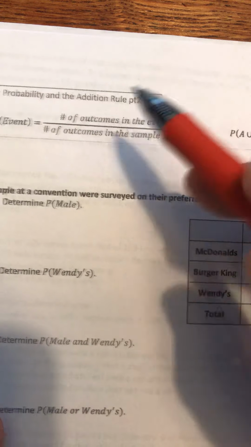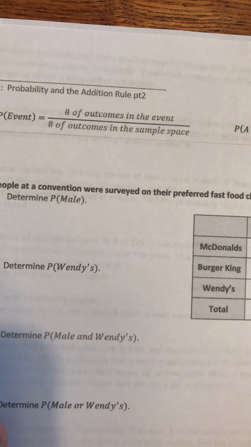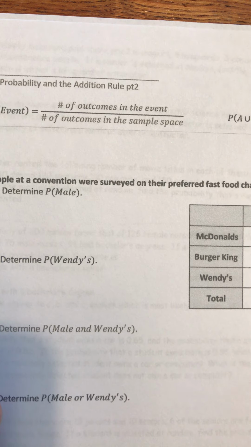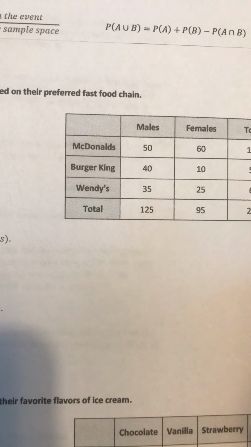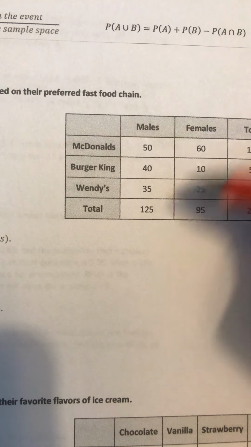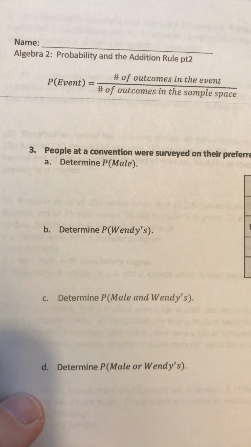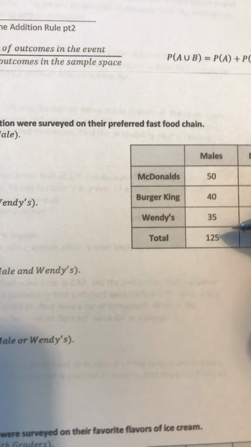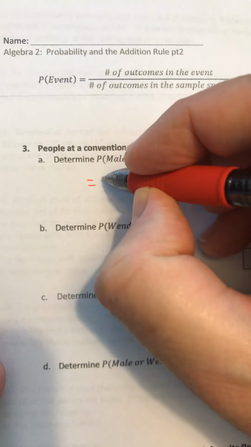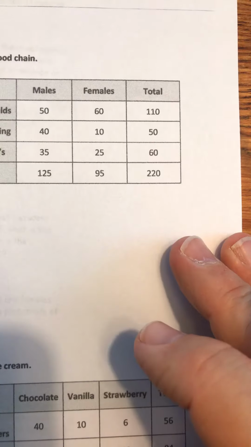Again, remember, probability is outcomes of the event over outcomes in the sample space, and the sample space is just all of the possible outcomes. So in this problem, the possible outcomes is 220. If I said males, it'd be 125. If I said females, it'd be 95 out of 220. So this first one says, what's the probability that the person chosen is a male? If I look at this table here, the males, there's 125 of them. So that would just be 125 over the total, 220.